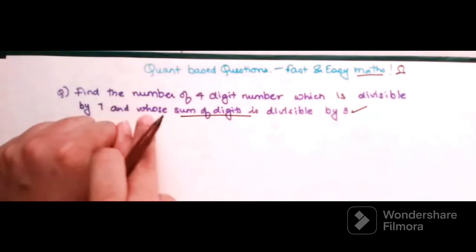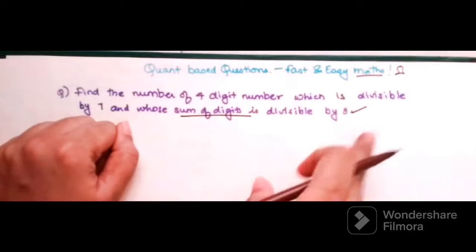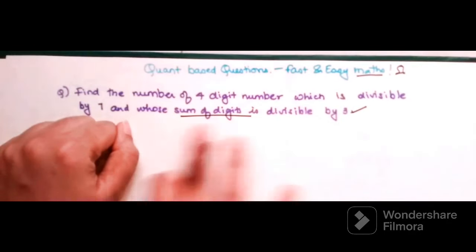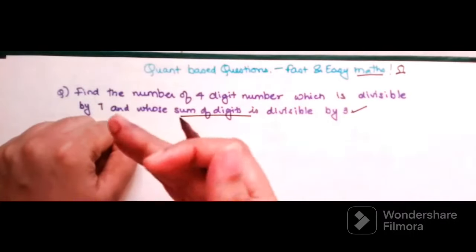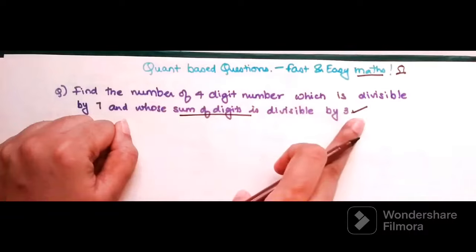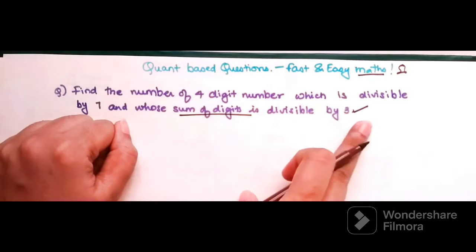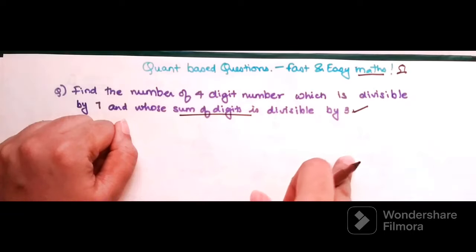The first question says: find the number of 4-digit numbers which are divisible by 7 and whose sum of digits is divisible by 3. Now, students, if you look at this statement, the sum of digits part is actually a bit of a giveaway. It's basically not even needed. They could have just said divisible by 3, the reason being the divisibility test of 3 is nothing but that the sum of the digits of the number has to be divisible by 3.